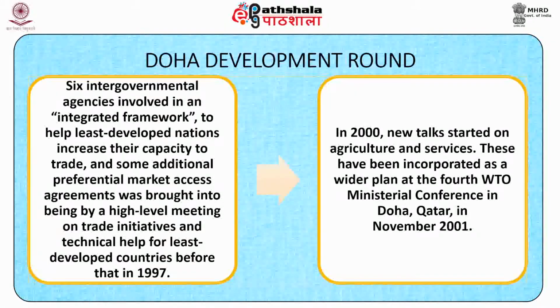Some additional preferential market access agreements were brought into being by a high-level meeting on trade initiatives and technical help for least developed countries before that in 1997. Fourthly, in 2000, new talks started on agriculture and services. These have been incorporated as a wider plan at the 4th WTO Ministerial Conference in Doha, Qatar in November 2001.